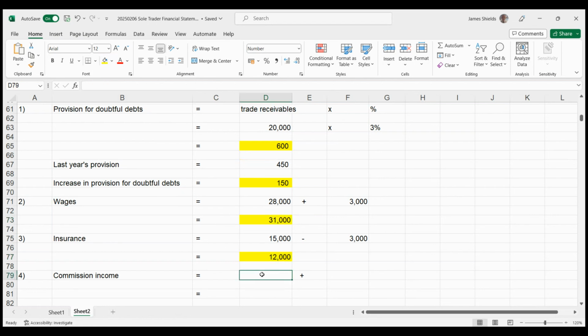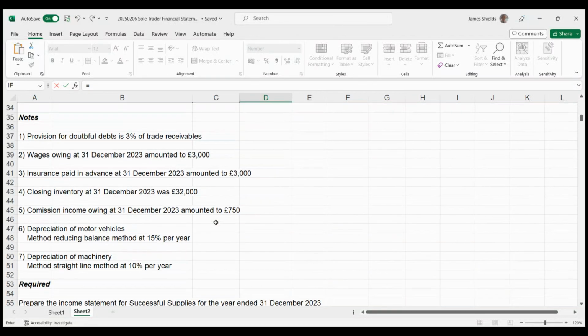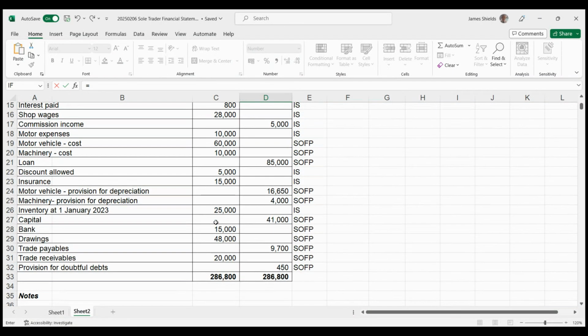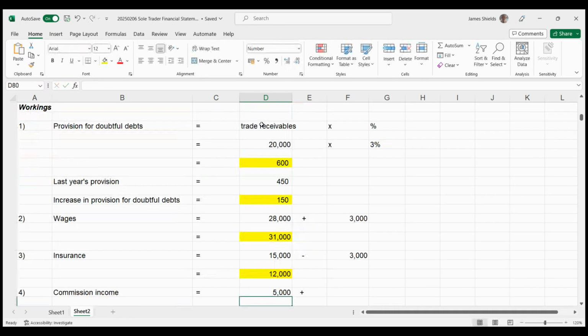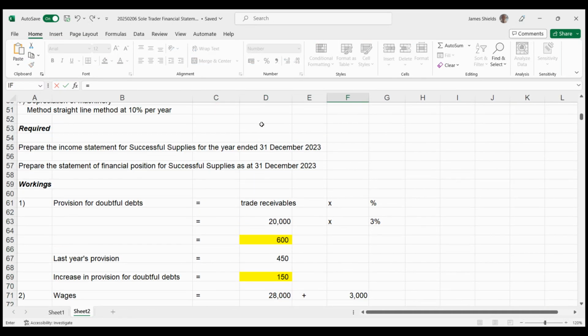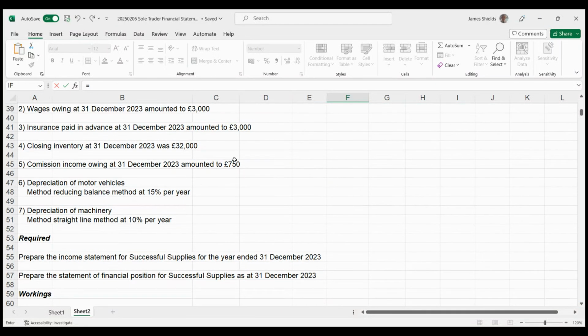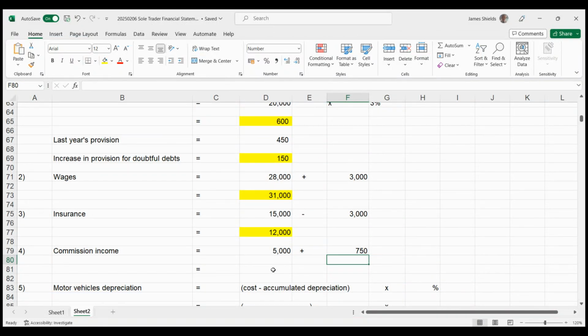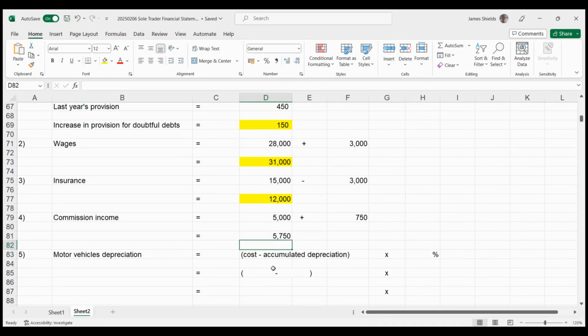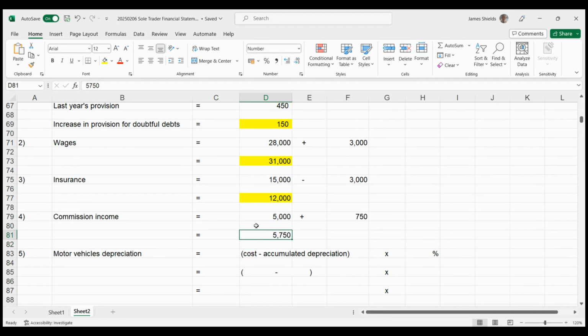Commission income, again, start off with whatever is in the trial balance. So commission income in the trial balance. Here I found it there. It's £5,000. I'm going to add on the amount that was owing at the end of the year, which is in point number 5, £750. So I add those two together, I get £5,750. And again, I'll highlight that because I'm going to use that in a few moments.